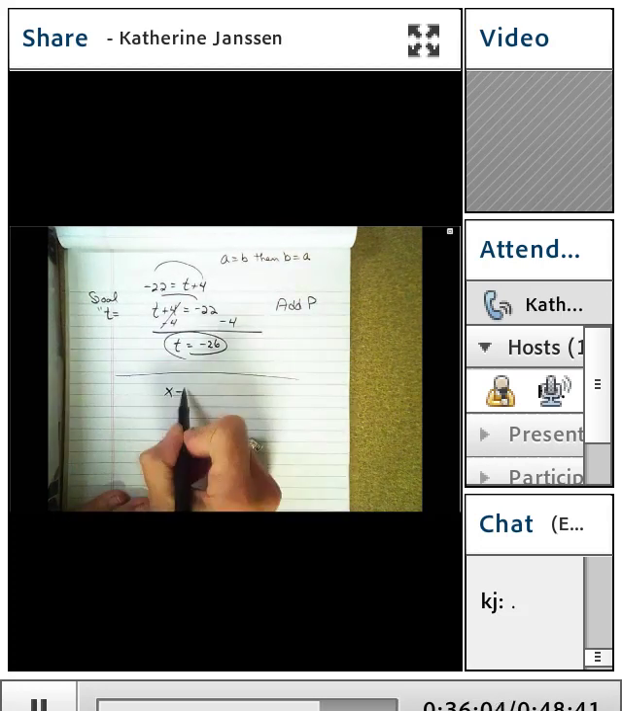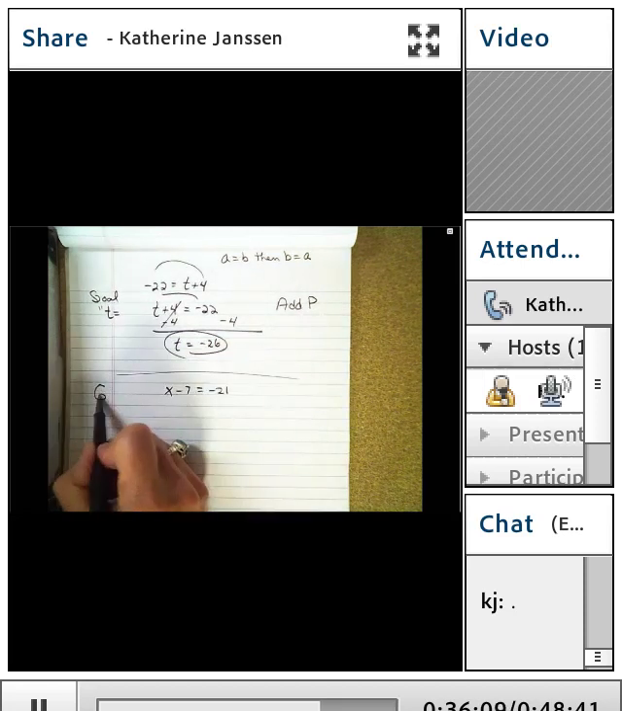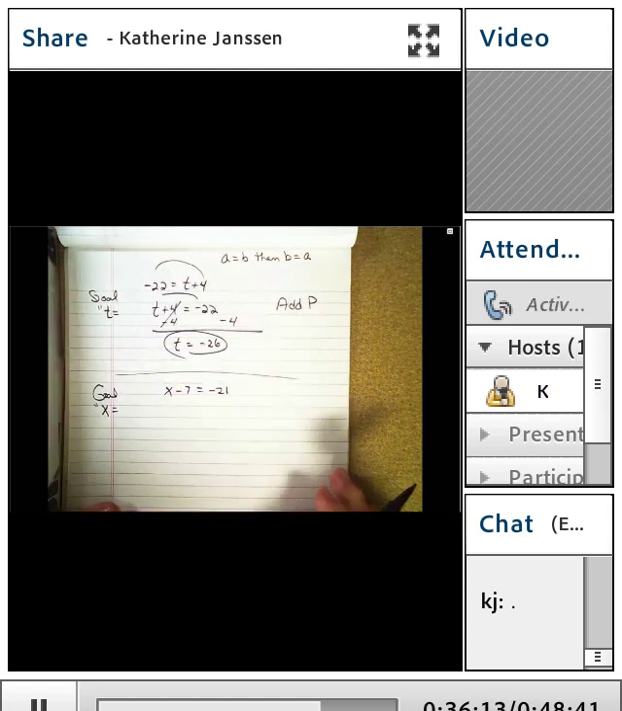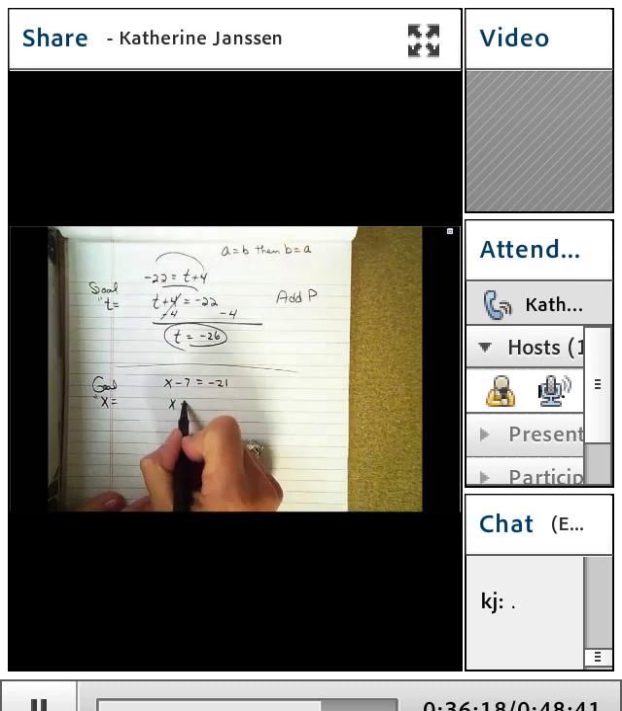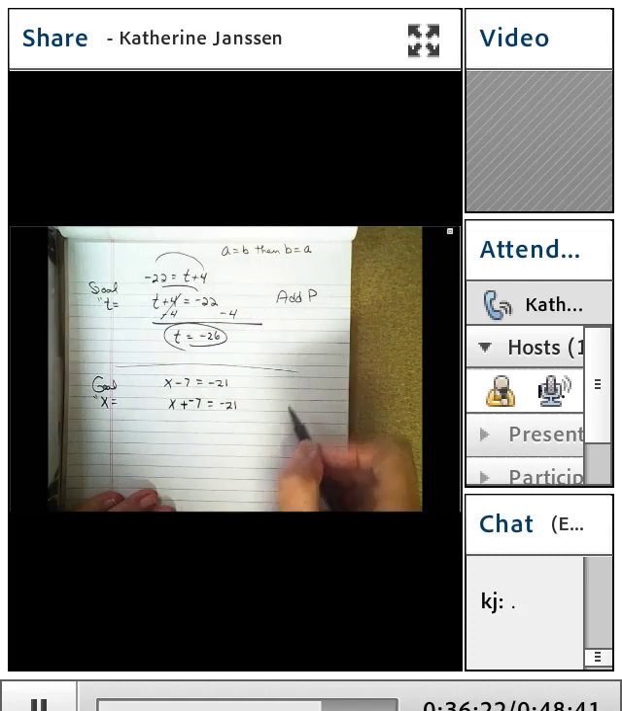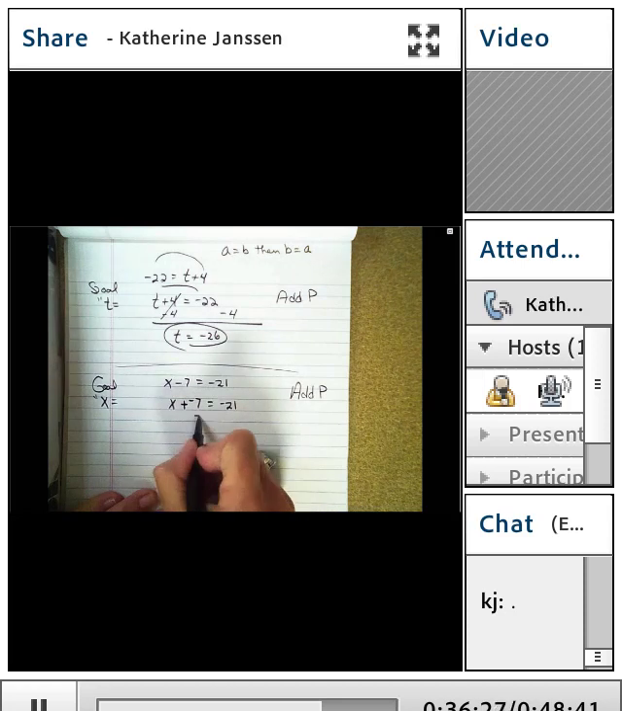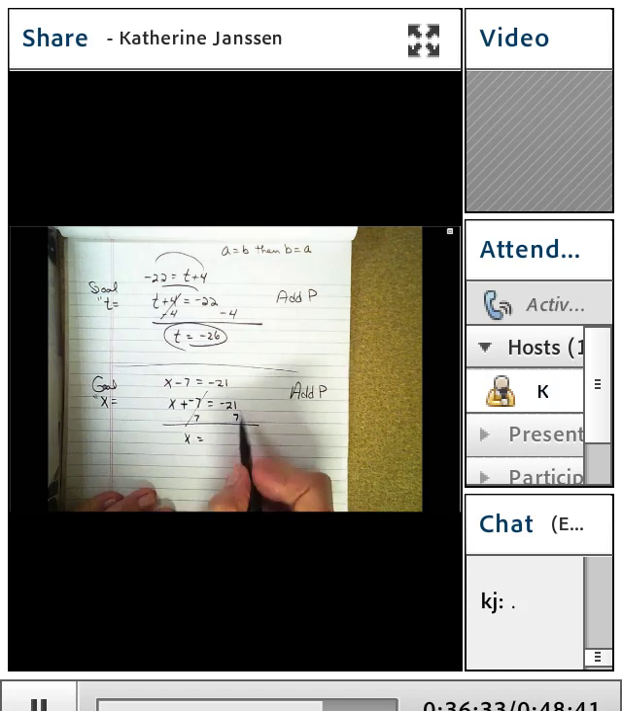X minus 7 equals negative 21. Our goal is to solve for x. So we want to be able to say x equals. I'm going to rewrite this. X plus the opposite of 7 equals negative 21. So I know the sign of my term. Then applying the addition principle, I'm going to add the opposite, which is 7, to both sides. Adding opposites goes to 0. X equals a negative 21 plus 7 would be a negative 14.